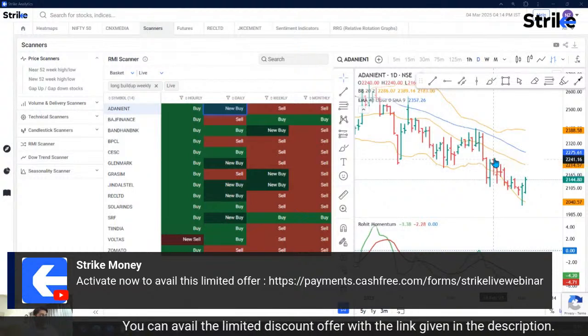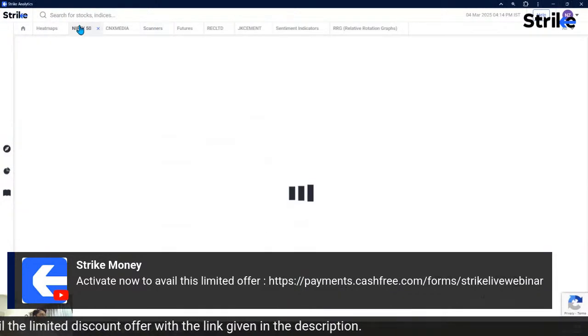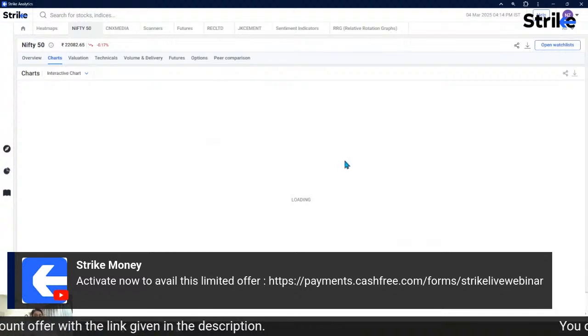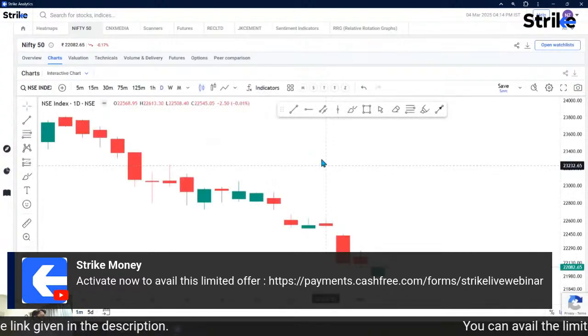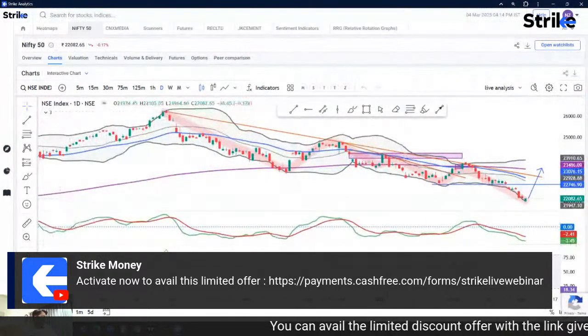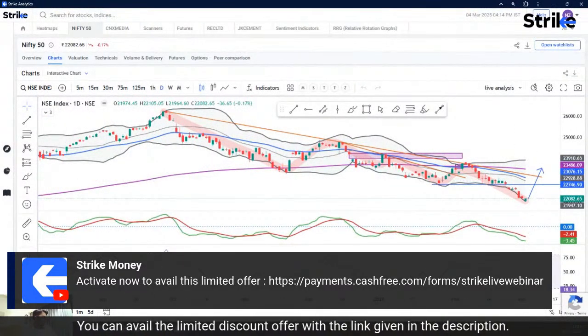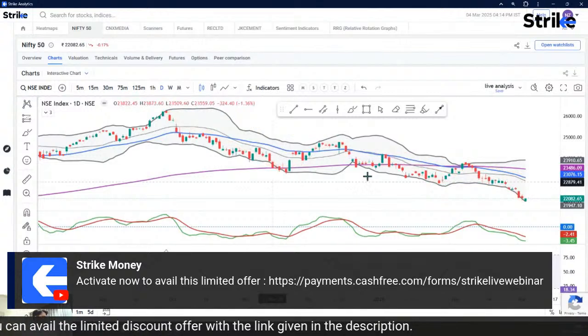In the meanwhile, I'll take your query and look at Nifty once again. All right, so that's the Nifty chart coming up. Let me just remove all the tools from here.